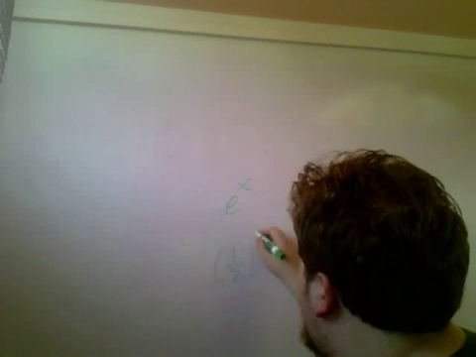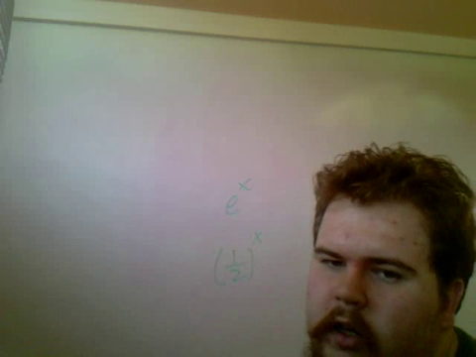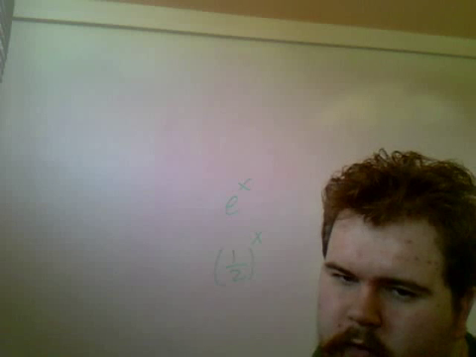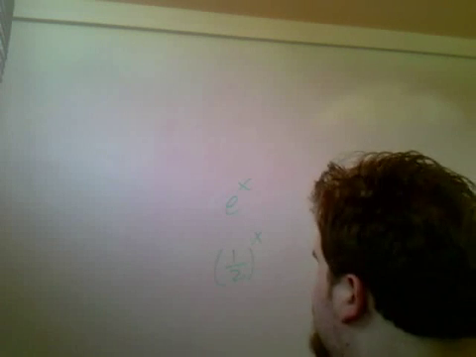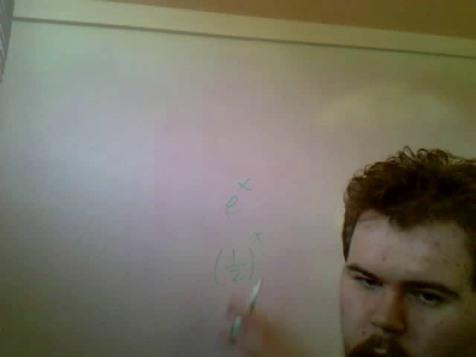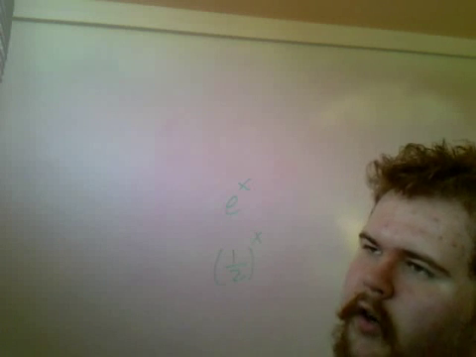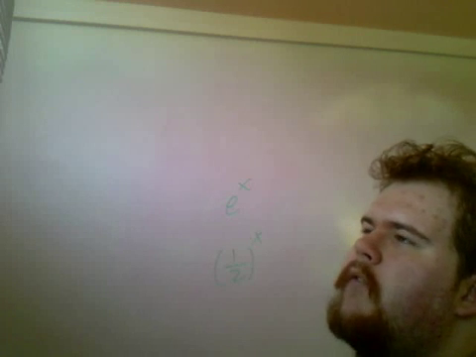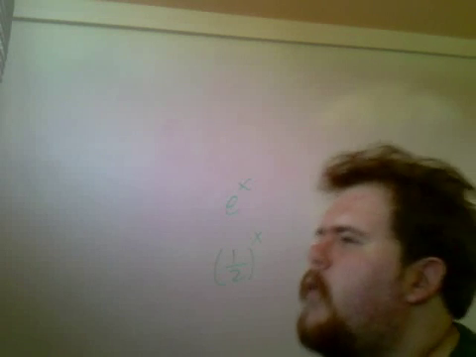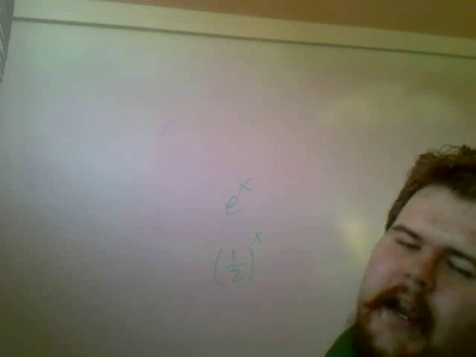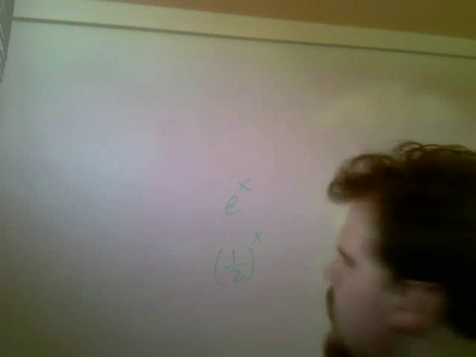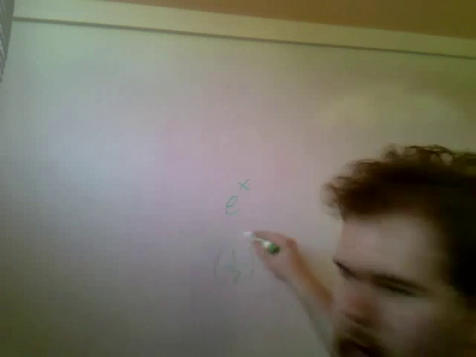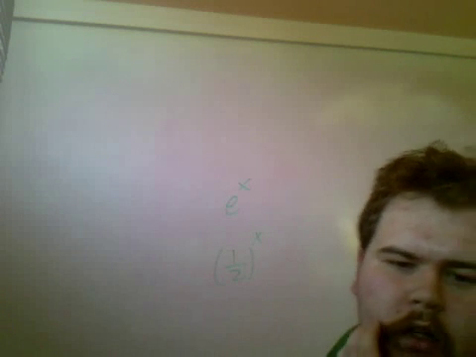1/2 to the x gets smaller and smaller and smaller as x gets bigger. As x approaches 0, this goes to 1. So, 1/2 to the 1/2 power is larger than 1/2. 1/2 to the 1/4 power is larger than that. And as that exponent approaches 0, this function here in total approaches 1.